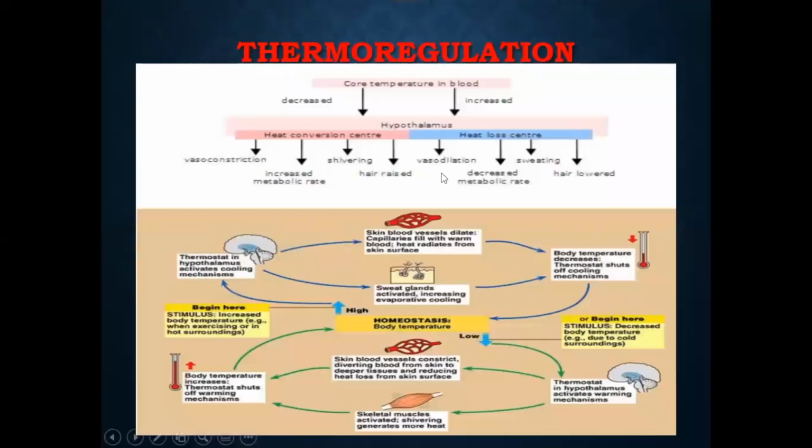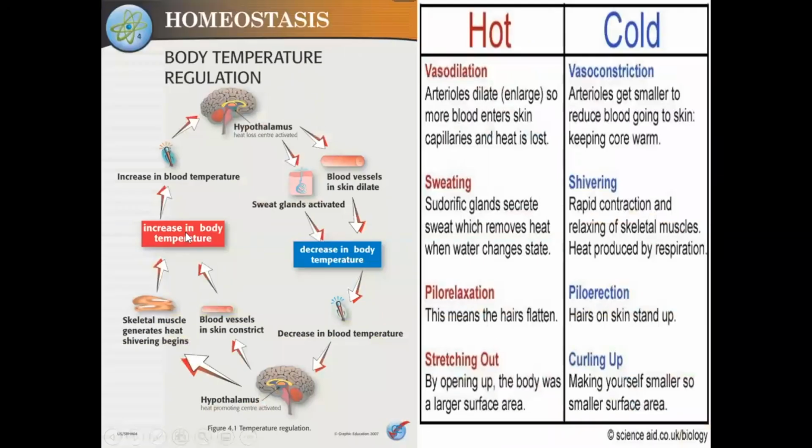Again, you see an increase in body temperature, an increase in blood temperature sensed by the hypothalamus. The blood goes to the hypothalamus, and the anterior hypothalamus will detect it. This is the controller. This is the effector, the sensor, the receptors and everything. Then the controller center is activated. Blood vessels in skin dilate, sweat glands are activated, and body temperature decreases. Then with a sudden decrease in blood temperature, again the posterior hypothalamus is where the heat gain starts. Skeletal muscle generates heat, shivering begins, and blood vessels vasoconstrict. So this is a cycle.